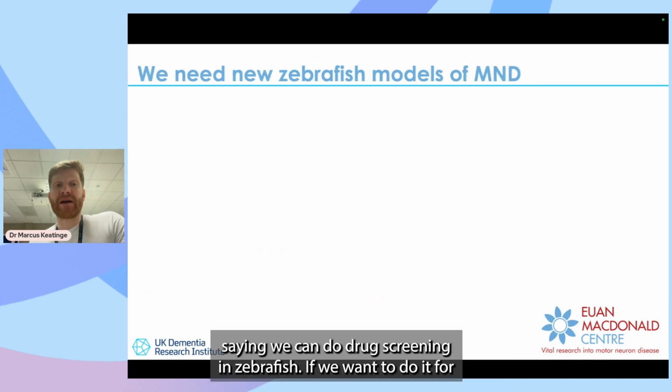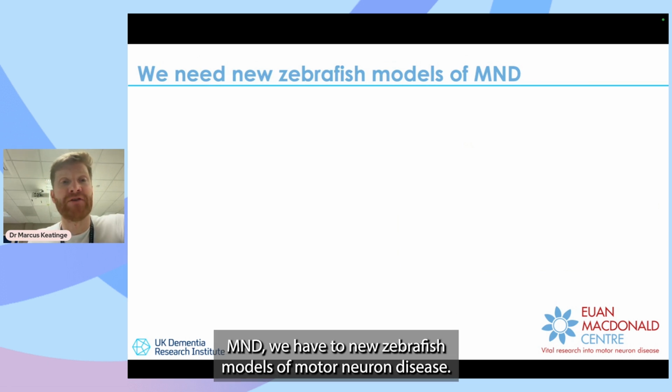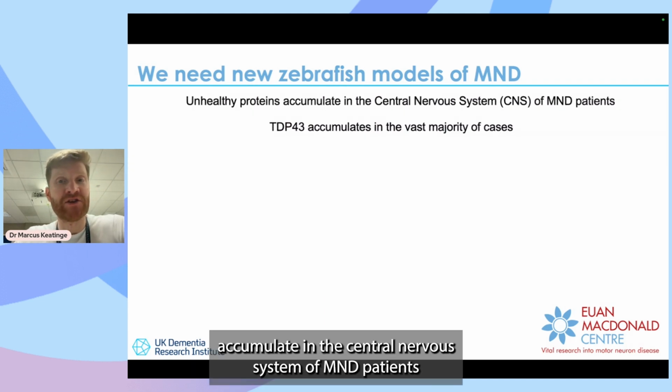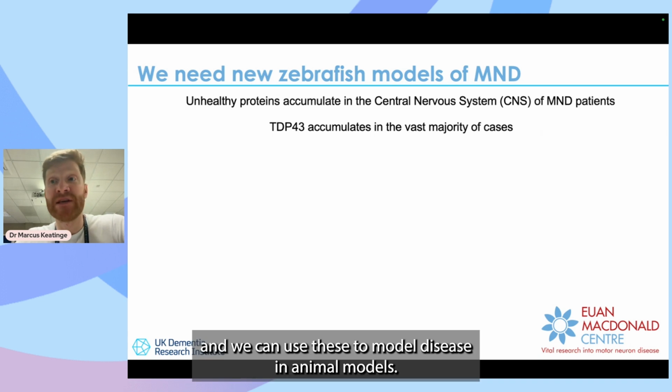So it's all well and good saying we can do drug screening in zebrafish. If we want to do it for MND, we have to have new zebrafish models of motor neuron disease. So as I mentioned earlier, unhealthy proteins accumulate in the central nervous system of MND patients, and we can use these to model disease in animal models.